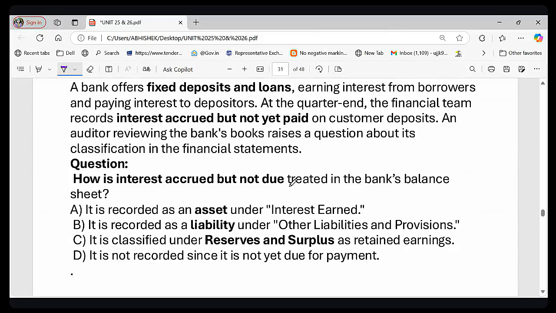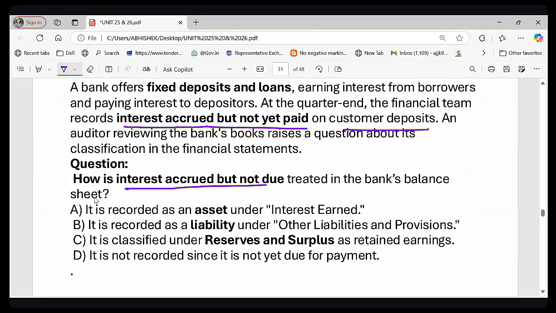So the question is, imagine you are working in a bank financial team. At the end of the quarter, your team records interest accrued but not yet paid on the customer deposit. Now during an audit, the auditor asked, how should this interest accrued but not due be classified in the bank balance sheet?